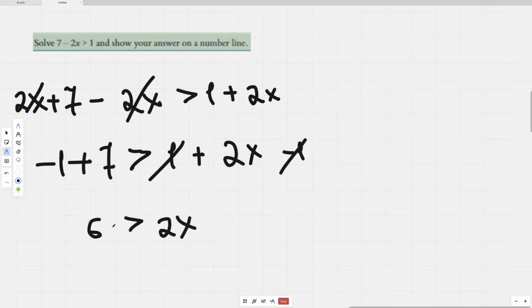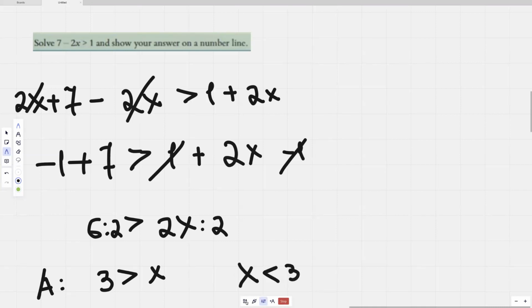Now we have to divide both sides by 2. So 2 and 2 here also. So 3 is more than x would be our answer. The answer is 6 over 2, 3, is more than x. Or we can just write it like x is less than 3. And there is not any difference. You can write either one. Which one do you want?